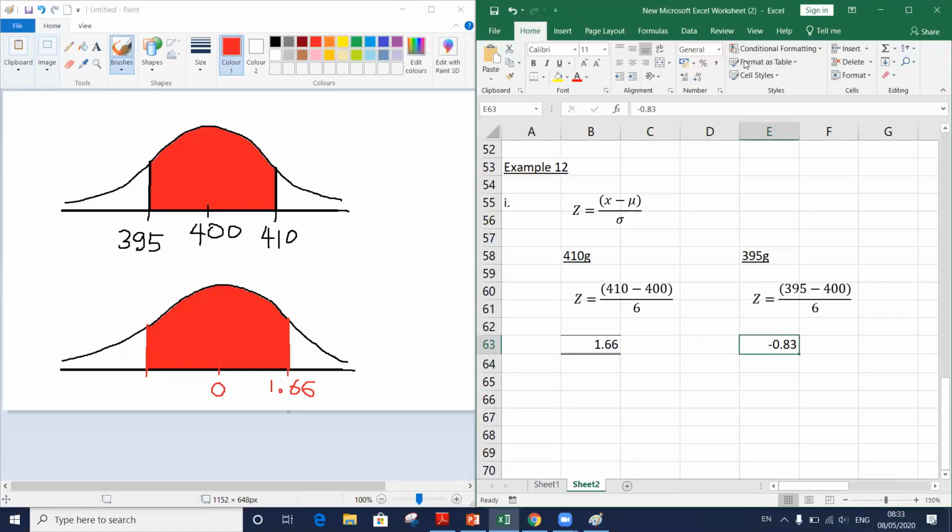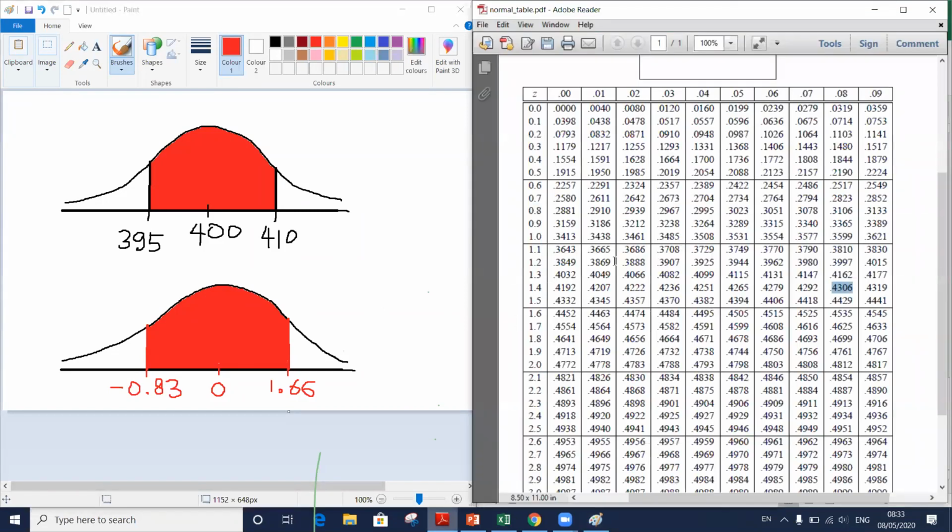Hope others also getting these answers, right? Yes, 0.83. The corresponding Z value here is minus 0.83. So what should be the probability then? Now we can make the use of this Z table. These measures in kilograms, we have converted into Z values. Now we can make the use of this Z table to find the relevant probabilities.